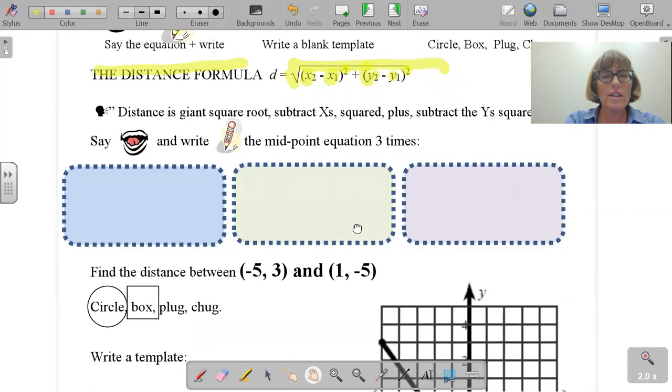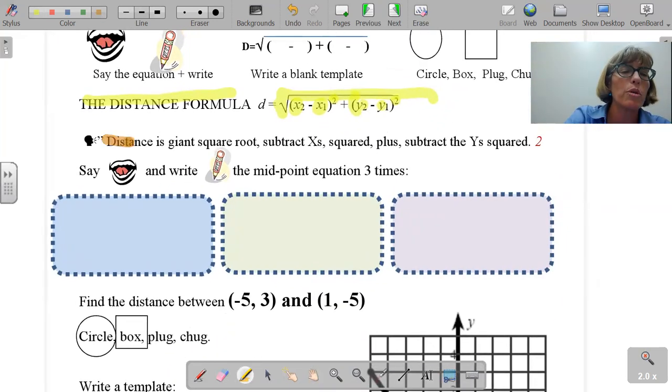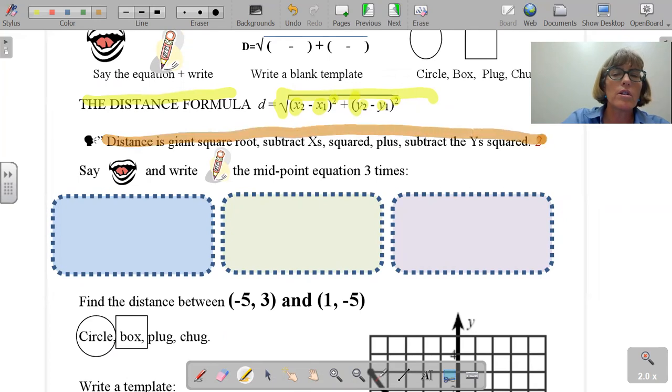We're going to say this and write it at the same time. So try to coordinate with me. Okay, ready? We're going to say it. Distance is a giant square root, subtract the x's squared plus subtract the y's squared.